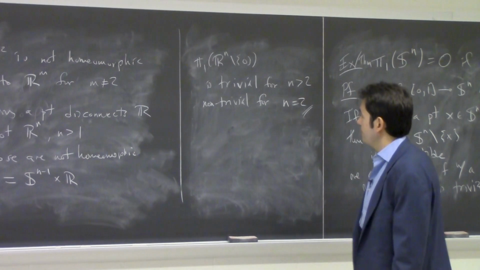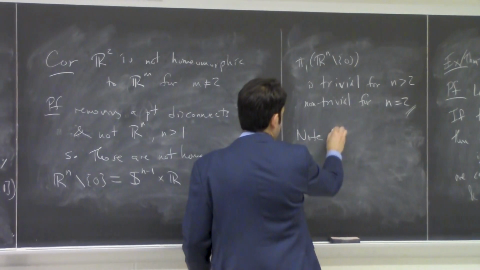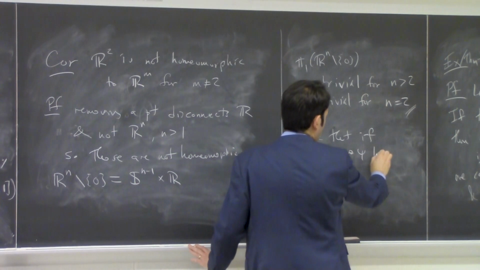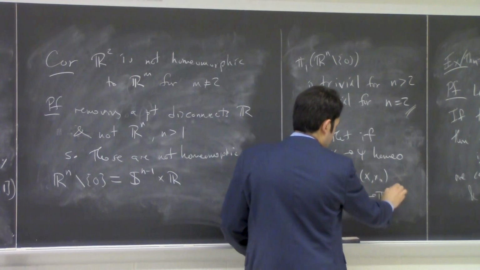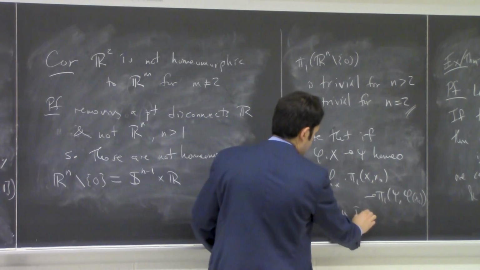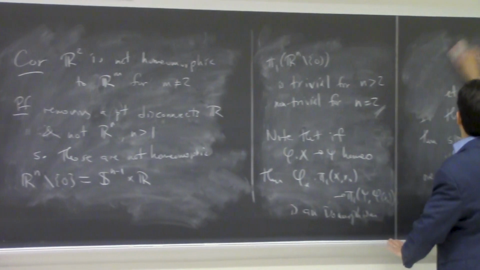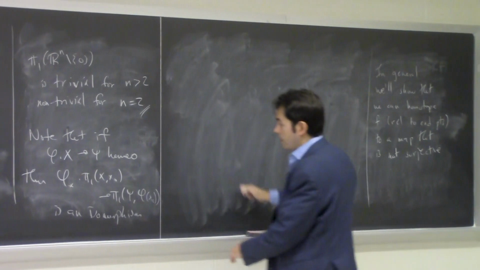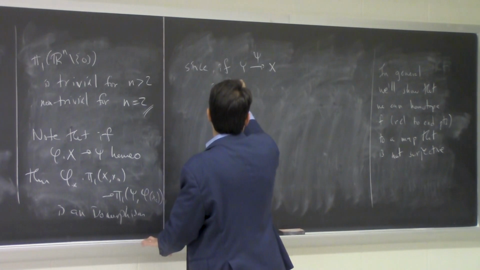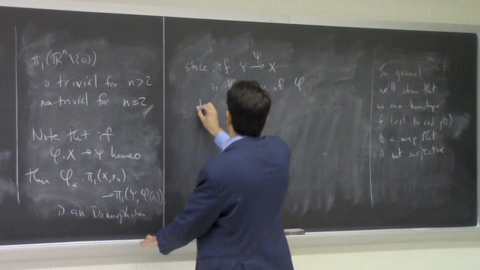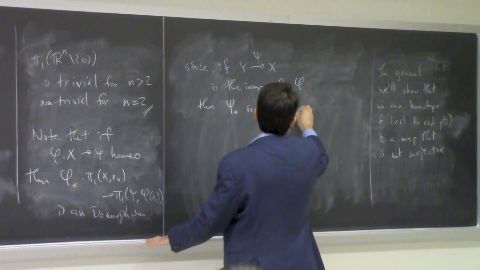So let me just point out the thing I mentioned there at the end. Note that if phi is a homeomorphism, then the induced map is an isomorphism. Since if psi from Y to X is the inverse of phi, then psi star is the inverse of phi star.